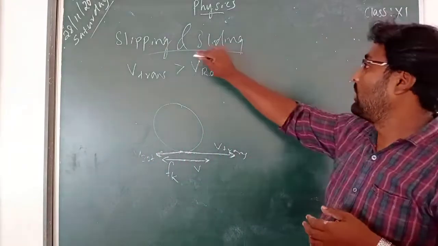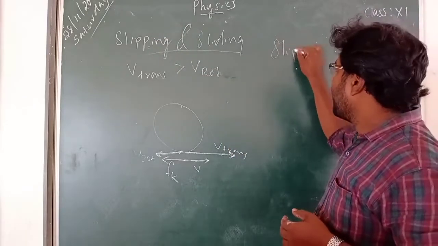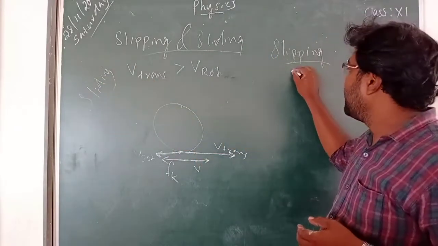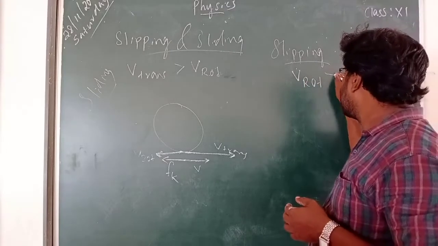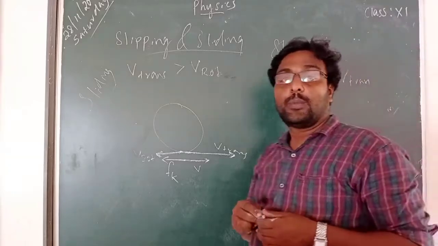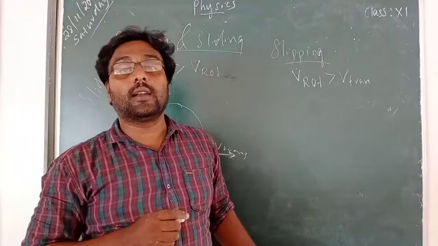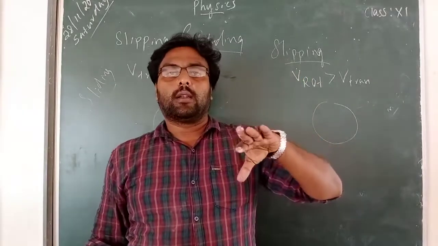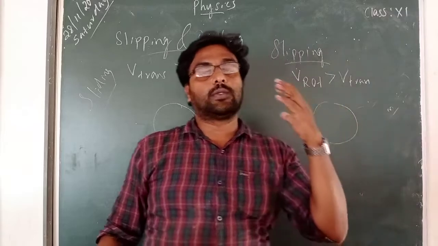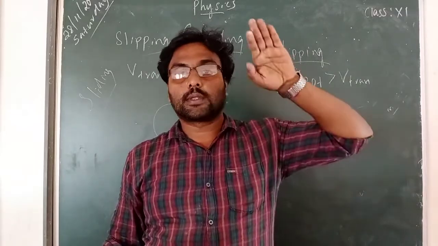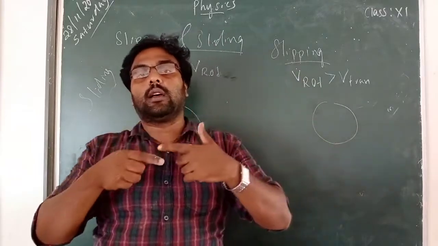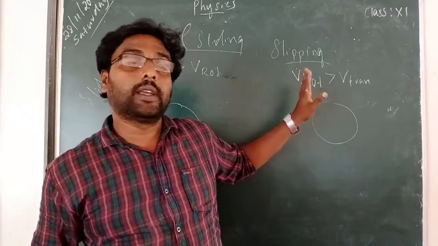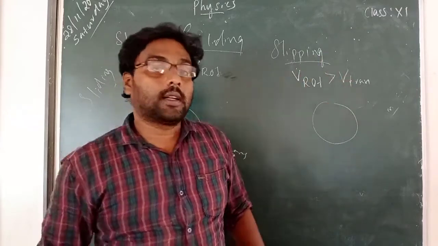Next one is slipping. This is sliding. At slipping time, V rotational is greater than V translational. Slipping time, what here? Rotational motion is greater than translational. Now also the same thing. Assume that you are moving in a vehicle on a muddy road. Sometimes we have the experience while traveling on a muddy road. If a sudden brake is applied, you can see that the tire rolls. So that time it's rotational. V rotational motion is greater than translational motion.